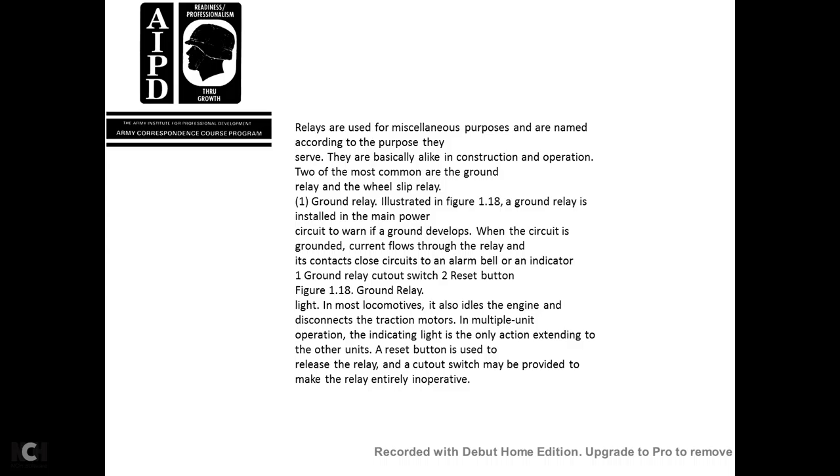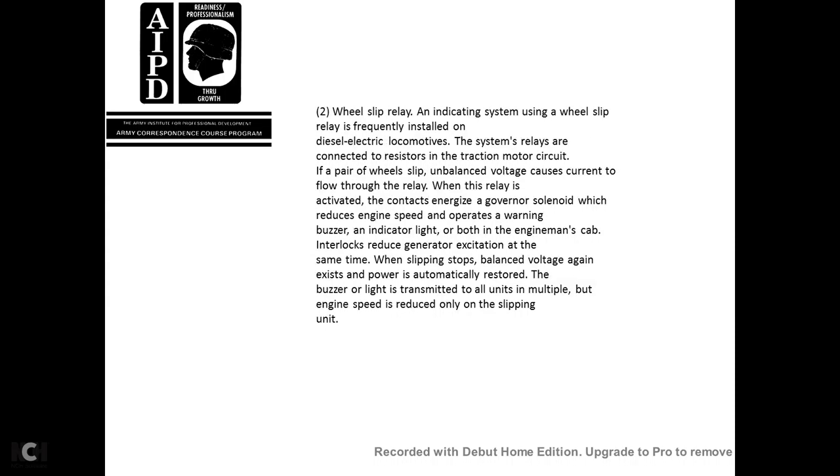In most locomotives, it also idles the engine and disconnects the traction motor. In multiple operation, indicator lights show the action extends to the other units. A reset button is used to release the relay. Cutout switches must be provided to make the relay entirely inoperative.